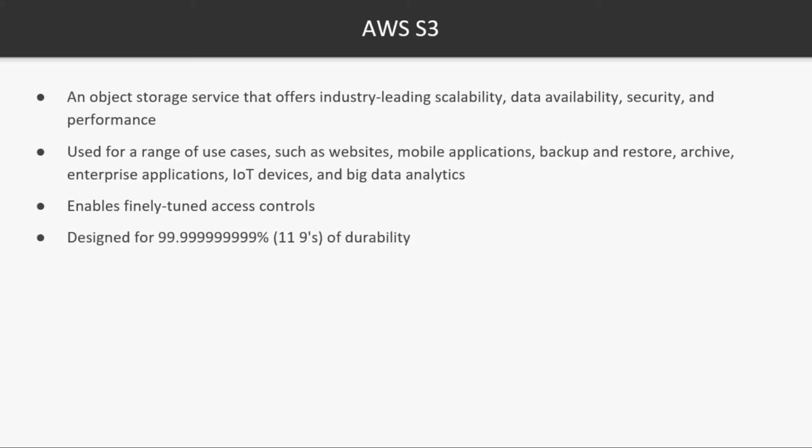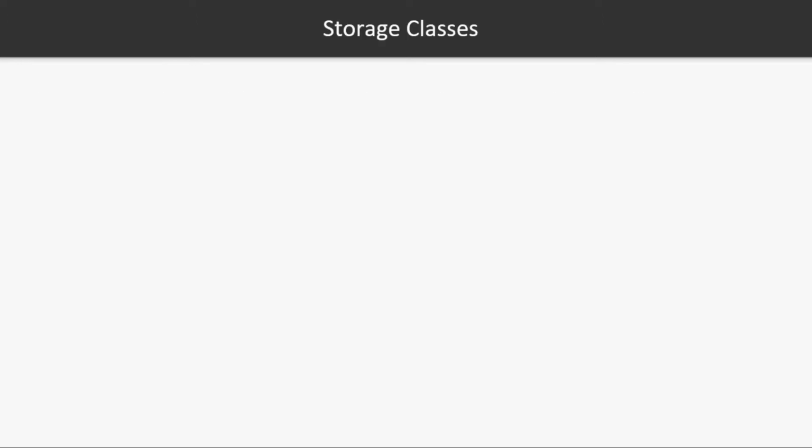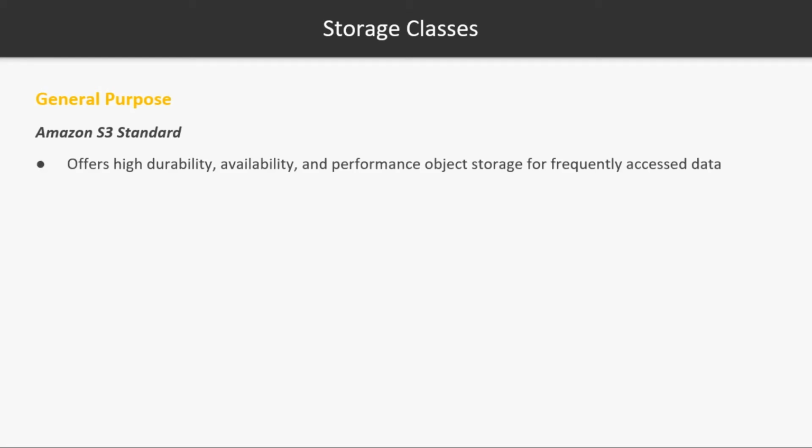Amazon S3 is designed for 11 nines of durability and stores data for millions of applications for companies all around the world. Amazon S3 offers a range of storage classes designed for different use cases. Amazon S3 Standard offers high durability, availability, and performance object storage for frequently accessed data. Because it delivers low latency and high throughput, S3 Standard is appropriate for a wide variety of use cases, including cloud applications, dynamic websites, content distribution, mobile and gaming applications, and big data analytics.